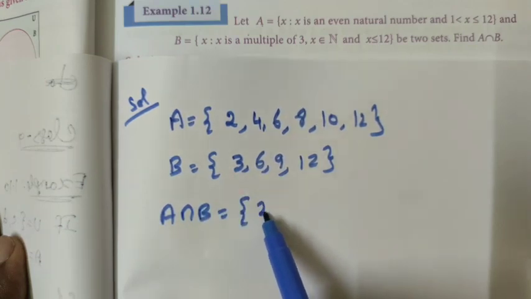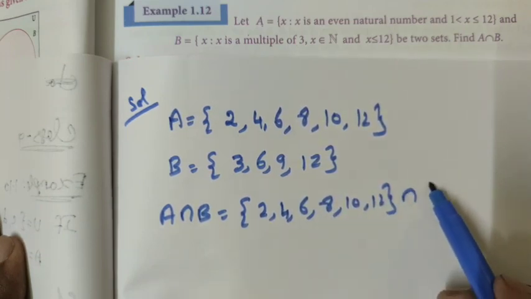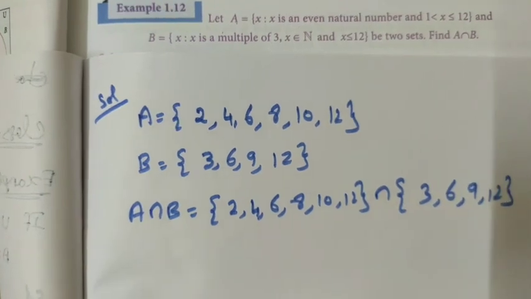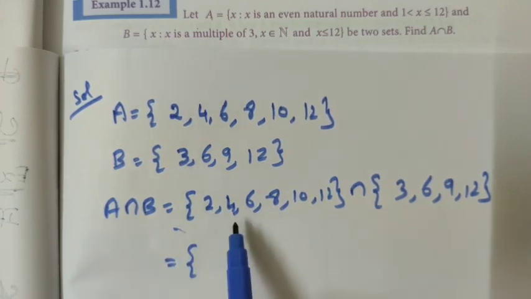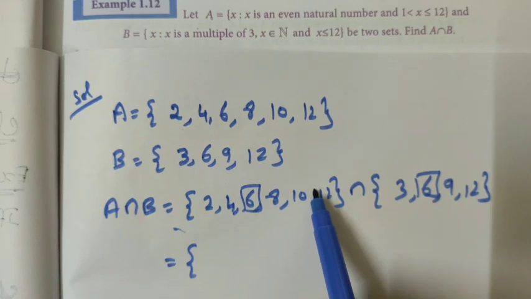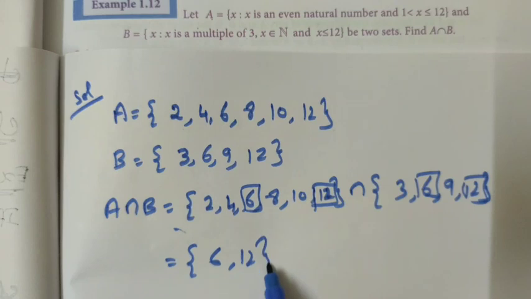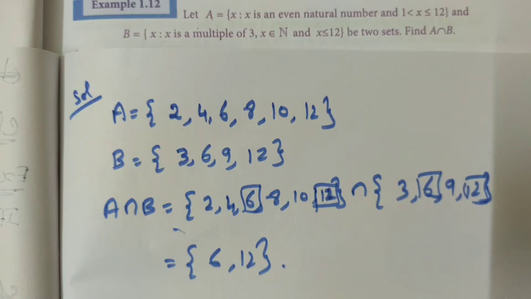Intersection means we know that only the common elements we have to write. So I write the first set, intersection of the second set, right? We have to find the common elements. What is common between the two sets? Is 2 there here? No. 3, 4? No. 6 and then 12. So 6 and 12 are common between the two sets, that is A intersection B. Choose only the common elements, right?